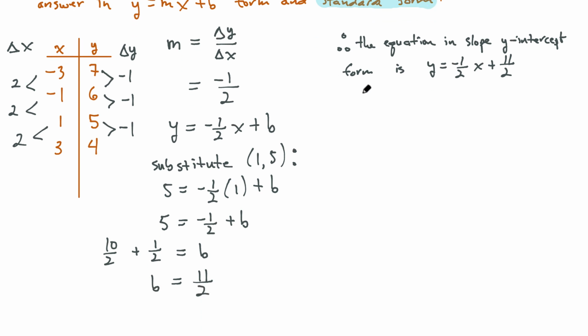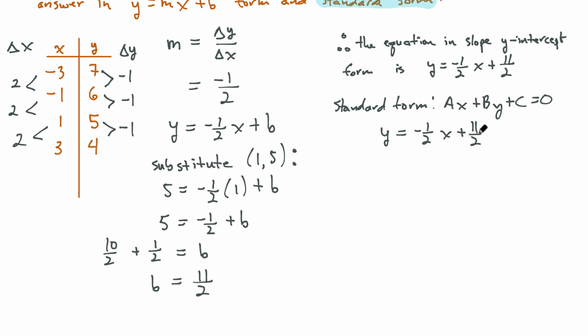So in order to do so, we want to write our equation in standard form, which is written like this. Standard form is ax plus by plus c is equal to 0, where a, b, and c are all integers and a is positive. So let's look at our equation here. Right now we have y is equal to negative 1/2 x plus 11 over 2, and we've got two fractional coefficients.